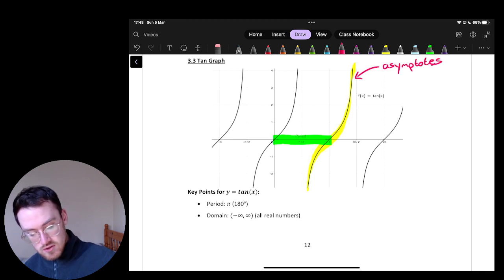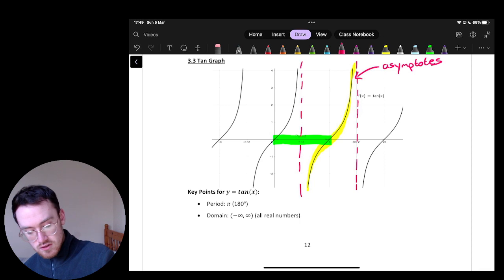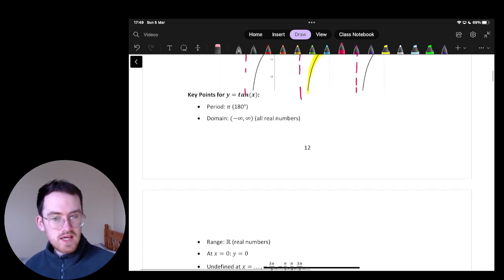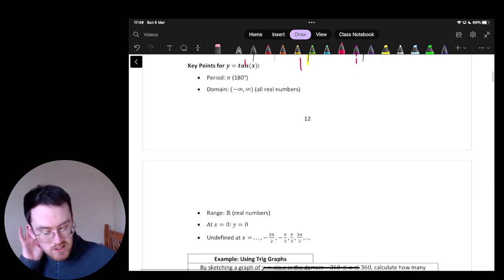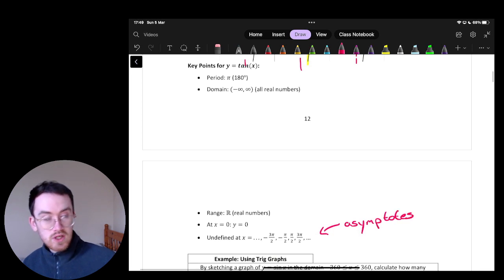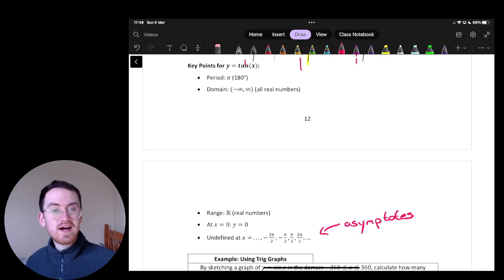We have asymptotes here at 3 pi over 2, and an asymptote here at pi over 2, and another asymptote here at minus pi over 2. And asymptotes are points where your graph is never going to touch. How we've represented that in the key points I've laid out is this part here, undefined. Our tan graph is undefined at certain points, so it just has no value at those points.